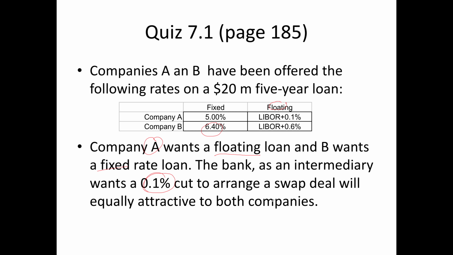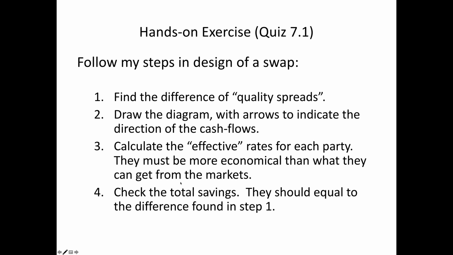Now here they said equally attractive. This just means even Steven, split the saving equally between these two parties. But in the real world, it's subject to negotiation. Okay. Here, just for the calculation, it is much easier. Now let's look at how I solve a problem like that. The textbook does not give you enough information on how to do that. So here, I'm going to give you a 4-step method, okay? Let you design the swap.